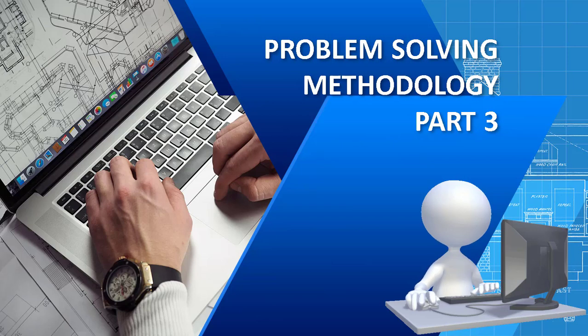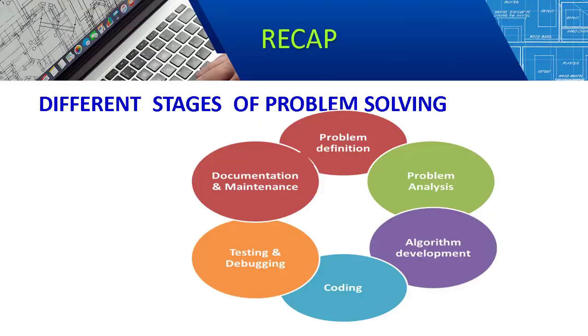To learn about the third session of problem solving methodology. I have told you in the previous two classes what is problem solving and the different stages of problem solving, what is an algorithm and the characteristics of an algorithm, what is a flowchart and the different symbols used in a flowchart, and I gave you an example of an algorithm and a flowchart. So today in our class we are going to see a recap of the different stages of problem solving.